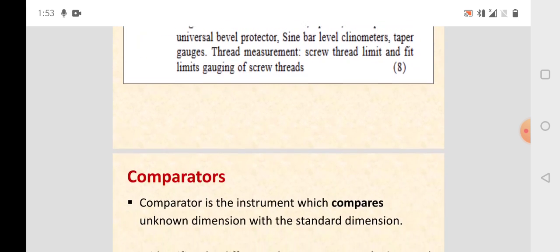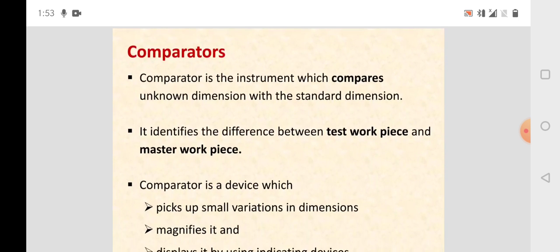So first we will start with the comparators. What is a comparator? I have already told you that a comparator is an instrument which compares the unknown dimension with the standard dimension. This is the simple definition of a comparator. A comparator is a robust design, because all the time we will be using it to check the parts. It identifies the difference between the test workpiece and the master workpiece.